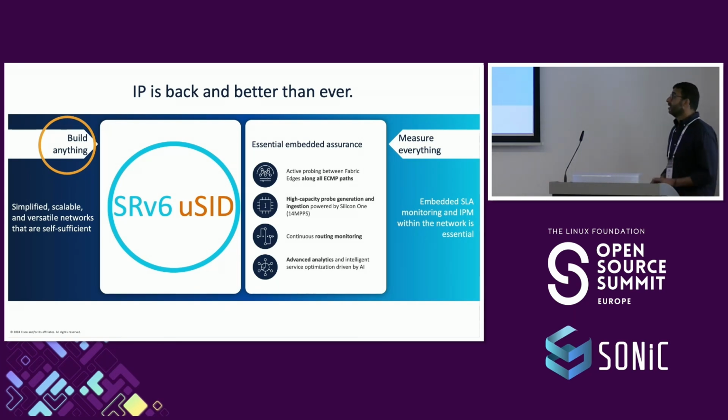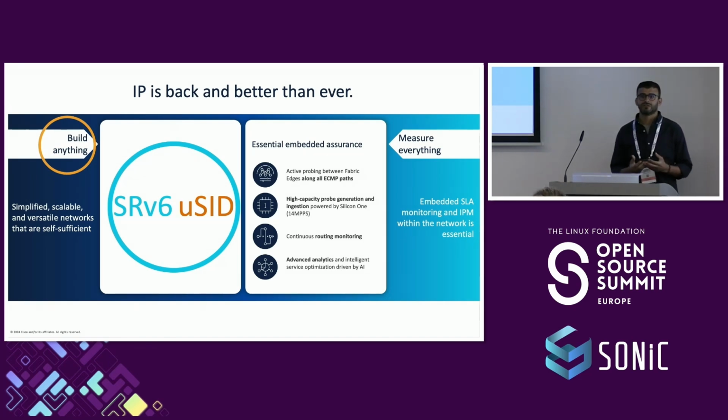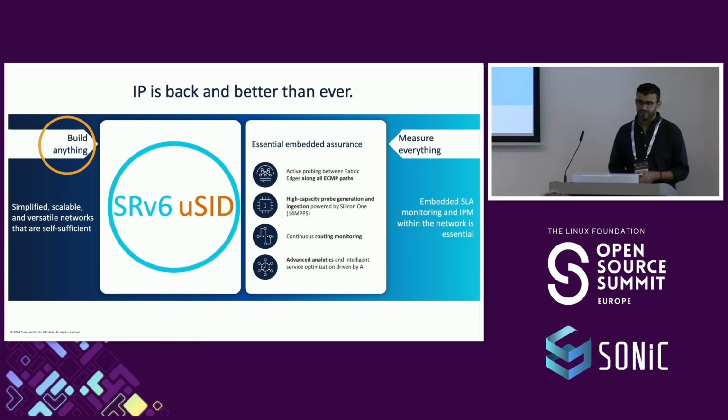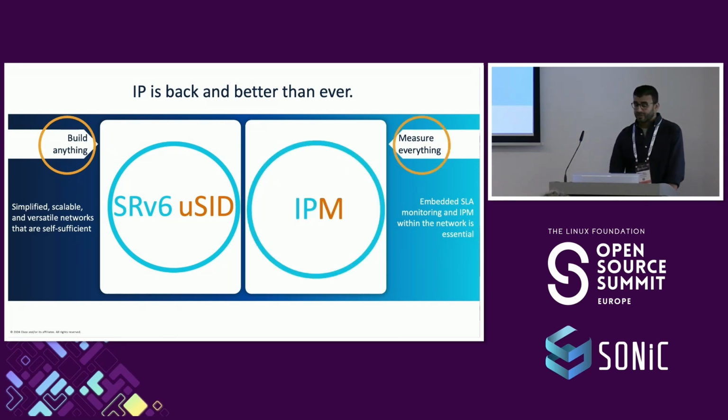The second part of that mission to strengthen the IP protocol is basically to have measurement integrated. In the past, you create the service, you deliver the service, but you don't know how to measure it, or you don't know if it worked as expected or not. The second part of that mission was to have IP measurement integrated into the IP protocol, and this is what is called IPM.